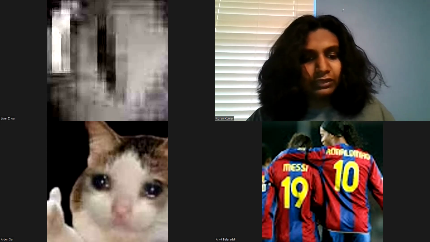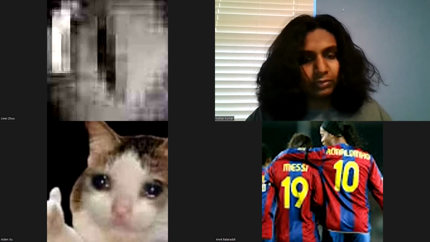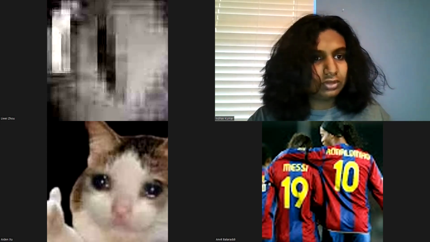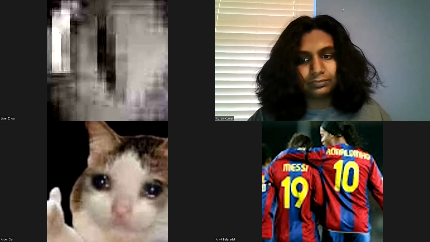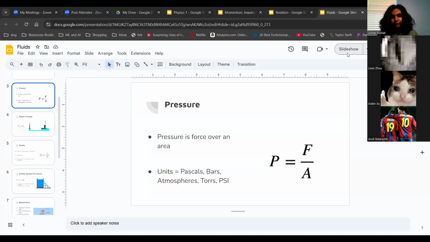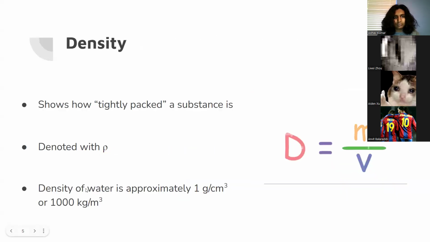So if pressure is constant, what does that mean? That means that force over area must be constant, right? Let me just pull up the thing from last time. Hold up, guys. So if pressure is constant, then force over area must be constant too, right?